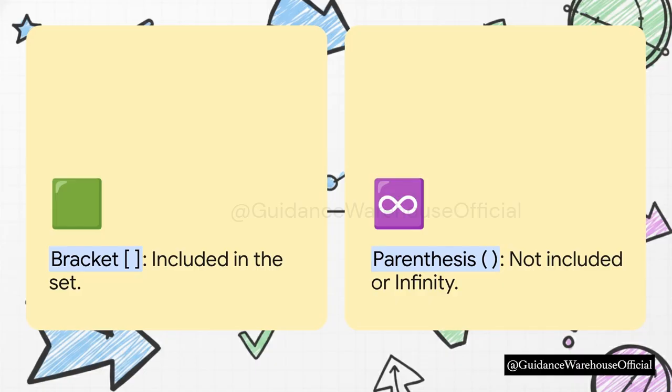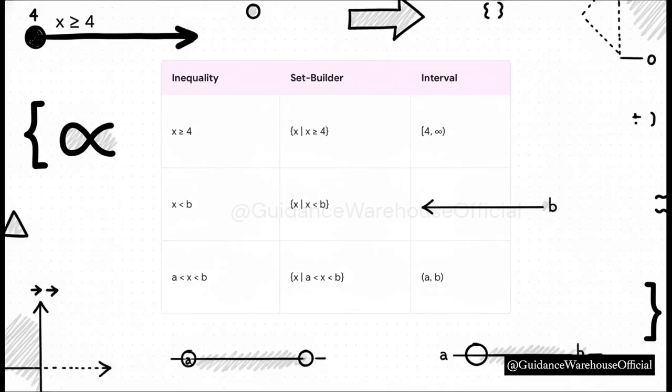But if a number is not included, or if we're talking about infinity, which isn't a reachable number anyway, we use a soft, rounded parenthesis. Let's make this easier with a quick example. Look at how an inequality translates visually.